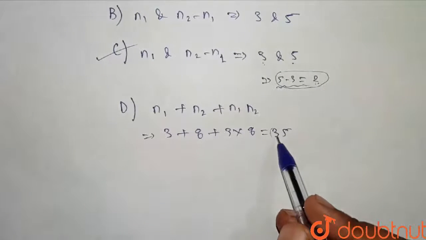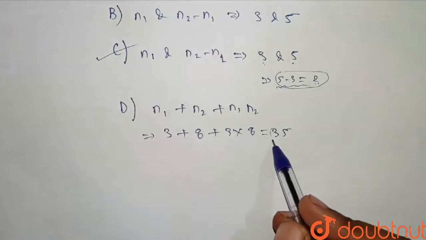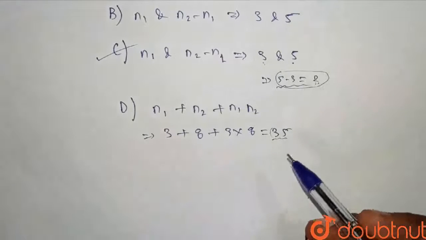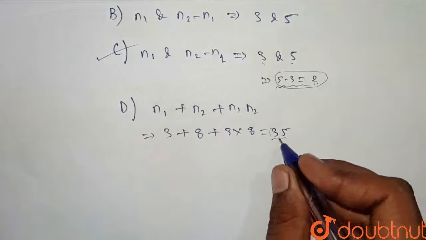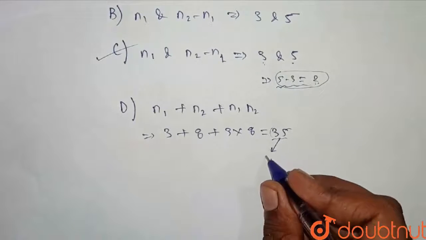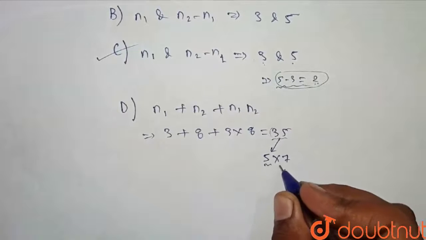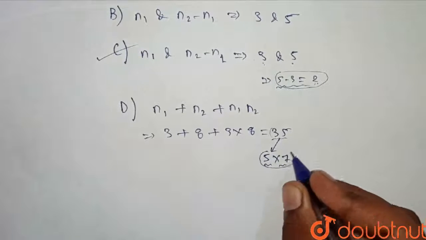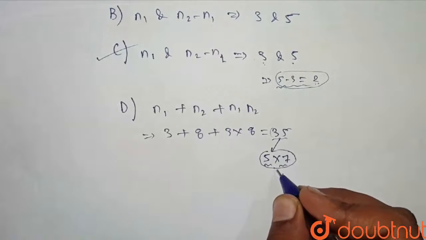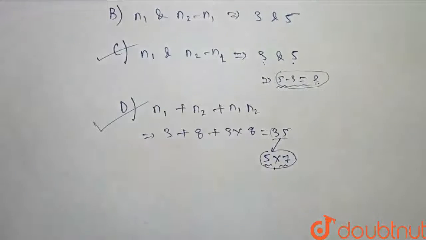Option D says this number has two prime divisors. So if we write the divisors of 35, the prime divisors of 35 are 5 and 7, and 5 and 7 are prime numbers, which is in option D. So our option D is also a correct choice. So these are our answers.